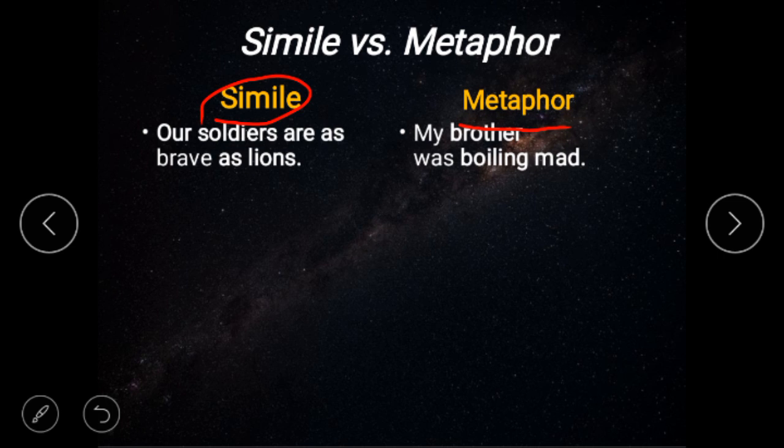Let's look at the first example. Our soldiers are as brave as lions. Without a doubt, it's a simile because "as" is being used. Our soldiers were brave like lions. We are comparing soldiers to lions because they were brave.